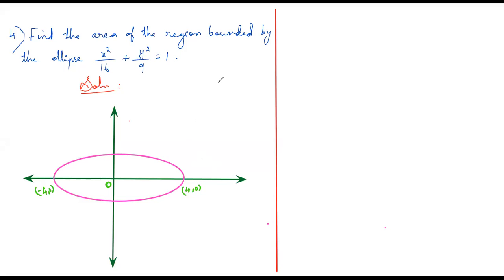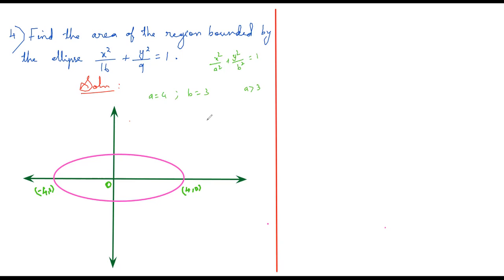Okay, so actually you look into the ellipse. How do you find its orientation? You compare it with x squared by a square plus y squared by b square, the general form, right? So here a square is 16, so a is equal to 4 and b is equal to 3. So a is greater than b, so the major axis is along the x-axis. So you have to draw the ellipse this way.